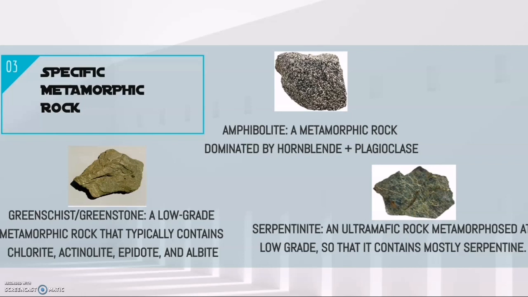The second one is amphibolite, a metamorphic rock dominated by hornblende and plagioclase. It is typically dark colored and dense with a weakly foliated and schistose structure. The last one is serpentinite, an ultramafic rock metamorphosed at low grade so that it contains mostly serpentine. The name actually originates from the similarity of the texture of the rock to the skin of a snake.